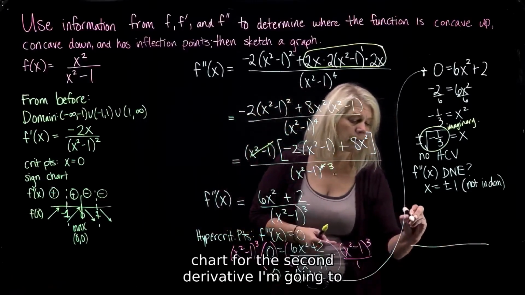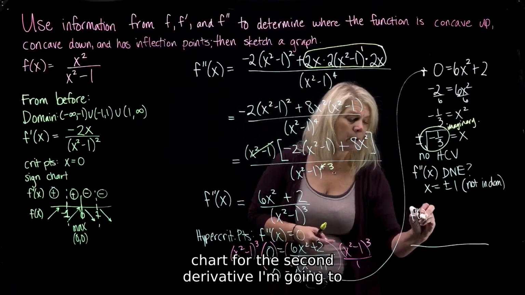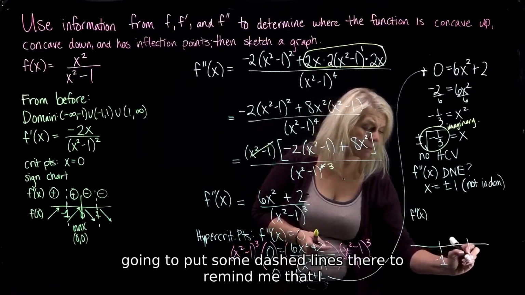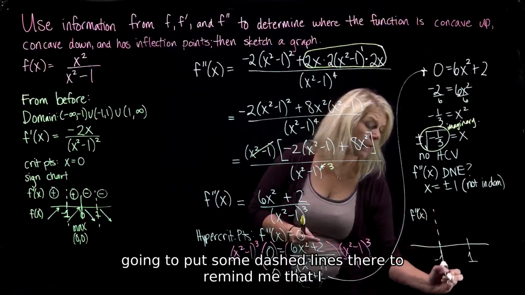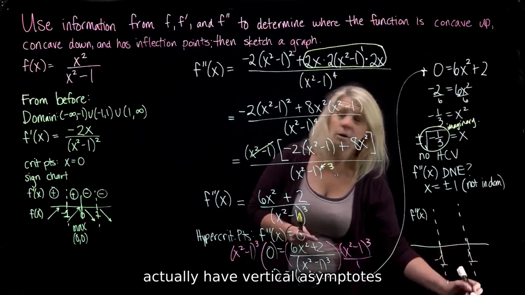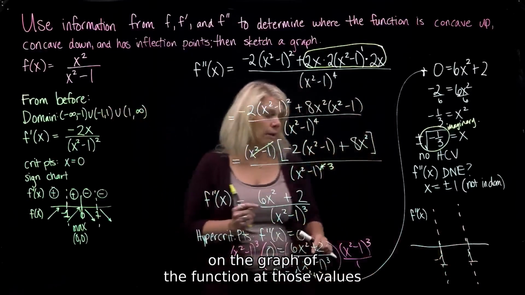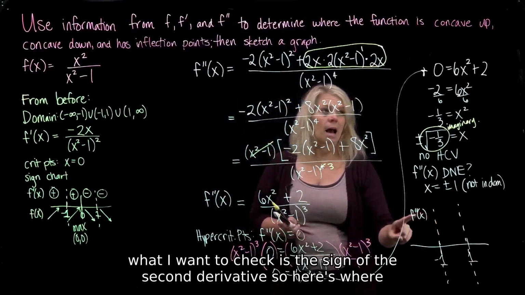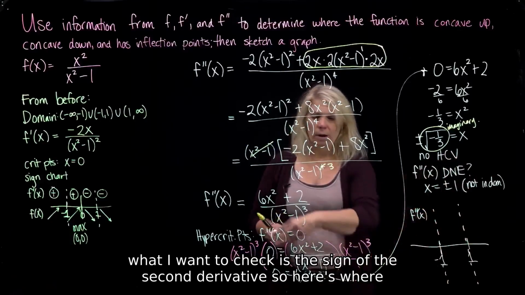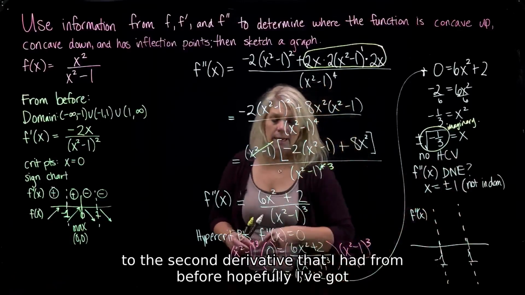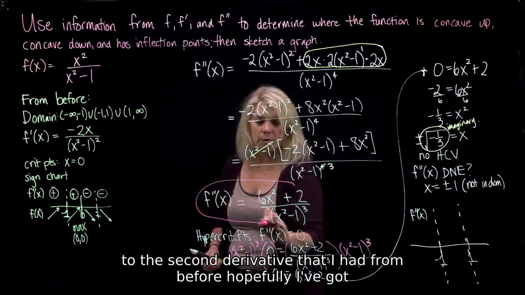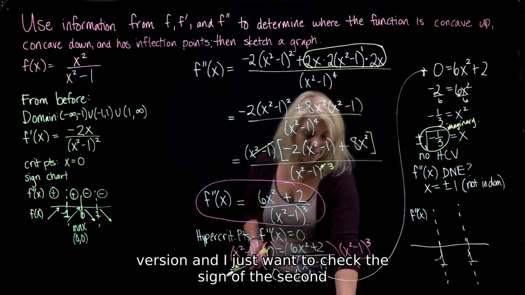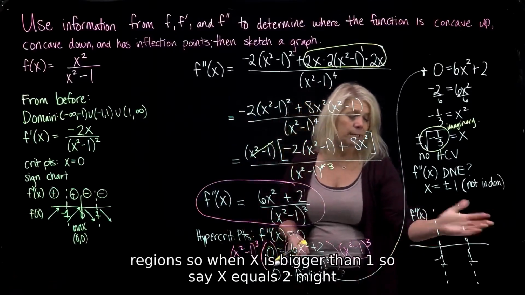This is a sign chart for this second derivative. I'm going to put on there the breaks in the domain. I'm going to put some dashed lines there to remind me that I actually have vertical asymptotes on the graph of the function at those values, not points on the graph of the function. But what I want to check is the sign of the second derivative. So here's where I want to go back to the second derivative that I had from before. Hopefully I've got that labeled, the simplified version. And I just want to check the sign of the second derivative in each of these regions.